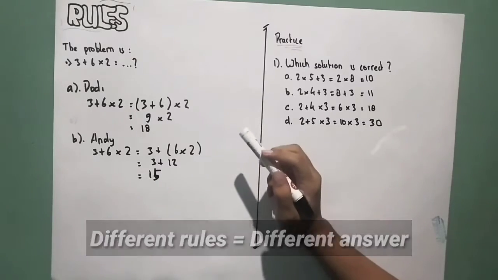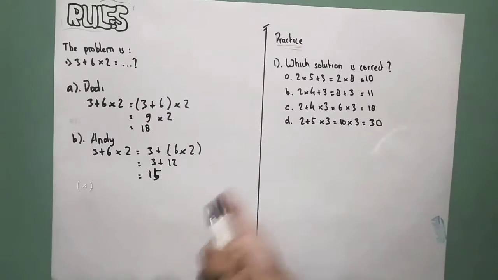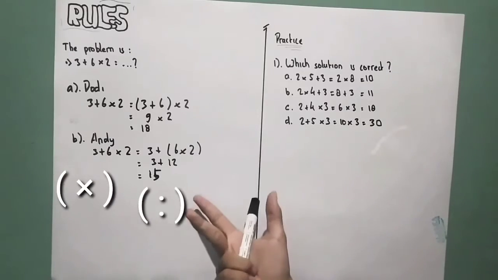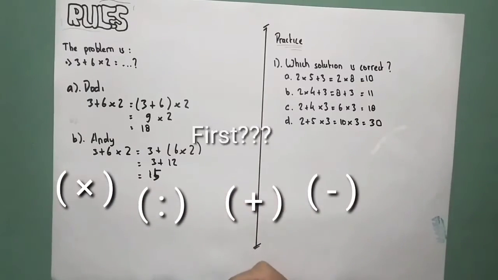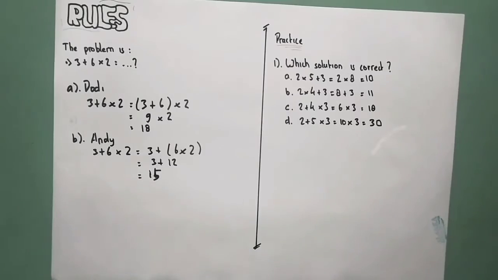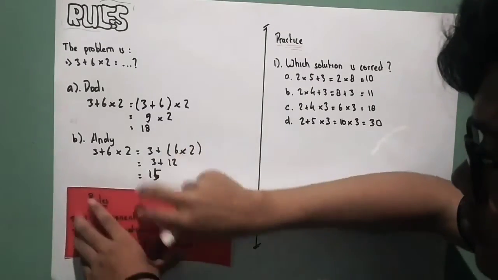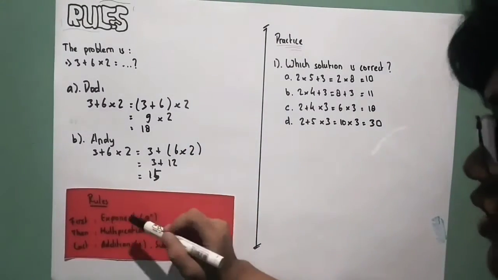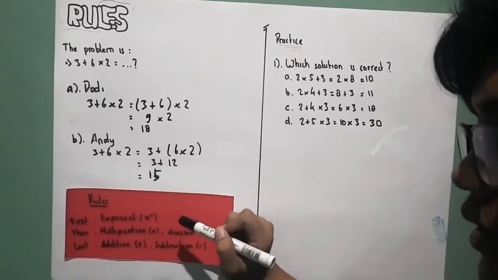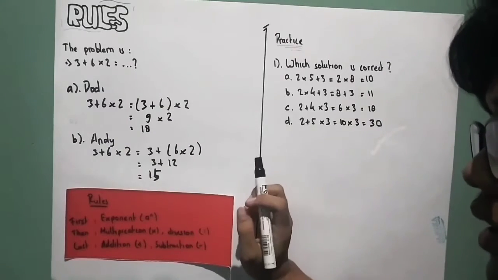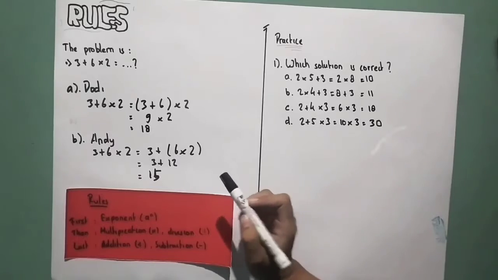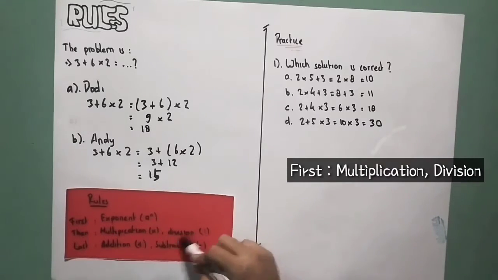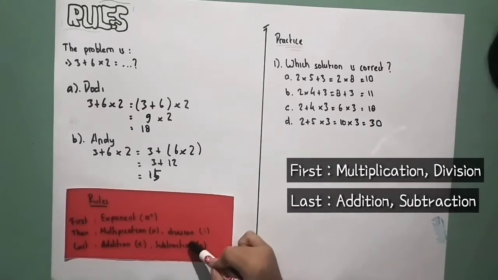Math rules is very important to know multiplication, division, addition or subtraction. Which one to do first? So, remember this. So, this is rules in arithmetic operation. In arithmetic operation, the first calculation is multiplication and division, and the last is addition and subtraction.